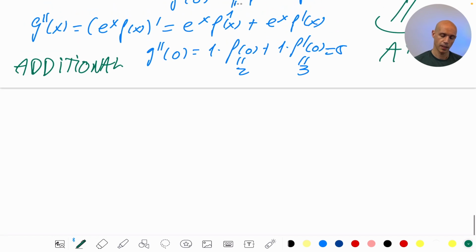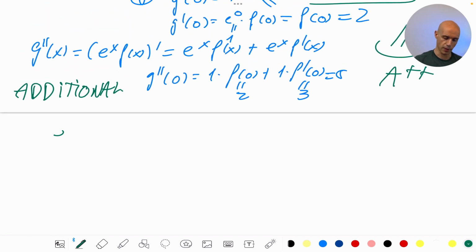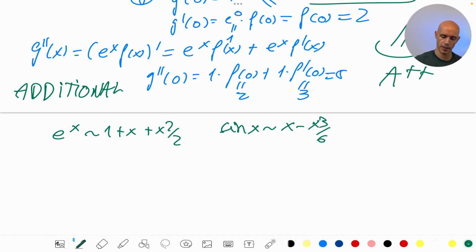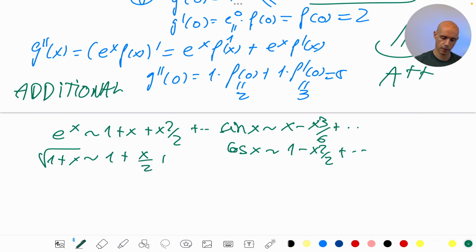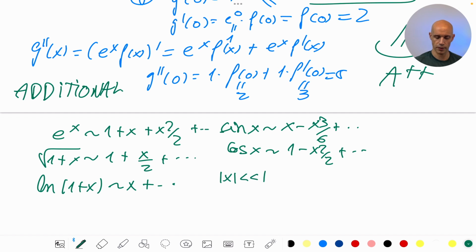Sometimes it will be good that you know this kind of thing. For instance, e to the power of x is approximately 1 plus x plus x squared divided by 2. Sine of x is approximately x minus x cubed divided by 6, plus higher order terms. Cosine of x close to 0 is this, and other relationships. Or the square root of 1 plus x is approximately 1 plus 1 half of x, or the logarithm of 1 plus x is approximately x, things like that, okay? So these are all for very small values of x, okay?